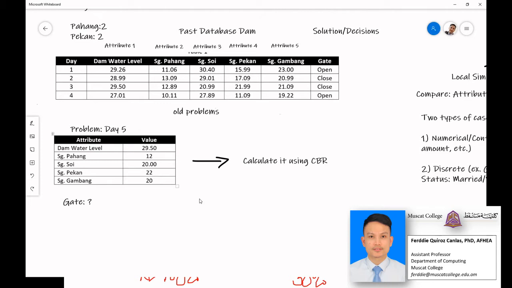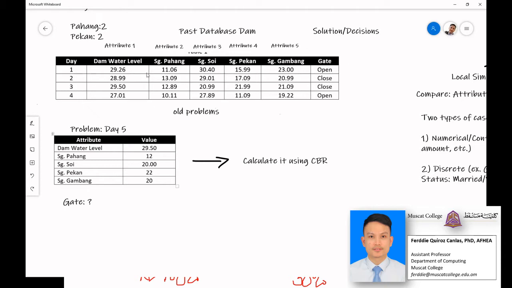Yes. Okay, good. Now, based on the case study given to us by Malaysia, we have 5 rivers connected to our dam. The name of the first river is Pahang, the next river is Soy, the next river is Pekan, the next river is Gambang. So all in all, we have 1, 2, 3, 4. These are what we call attributes. These attributes will dictate whether to open or close the gate.